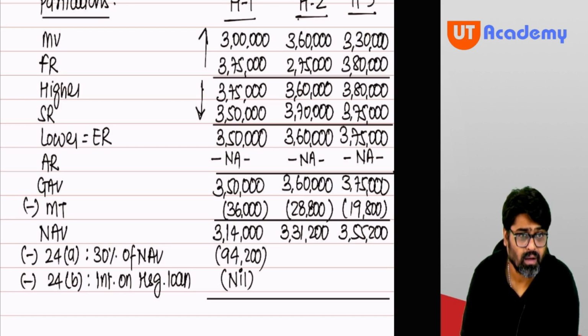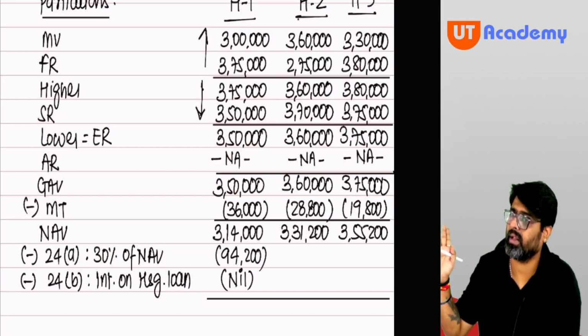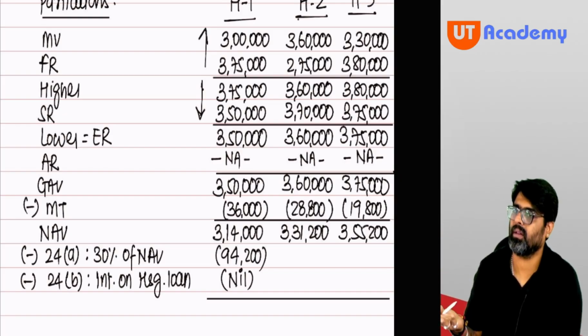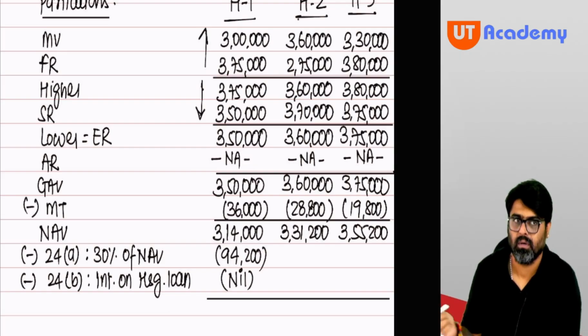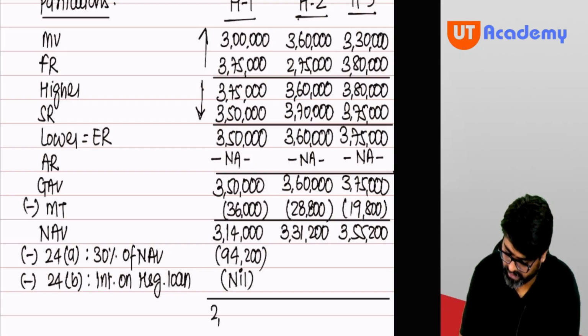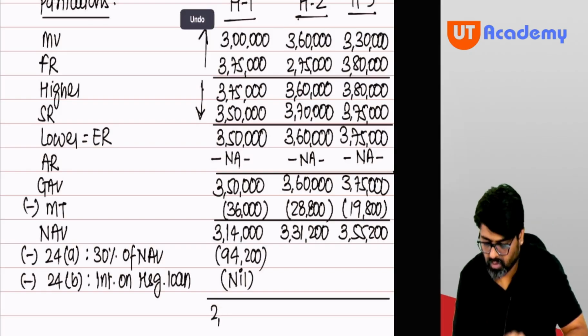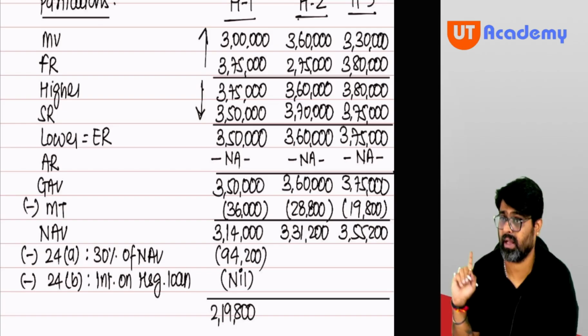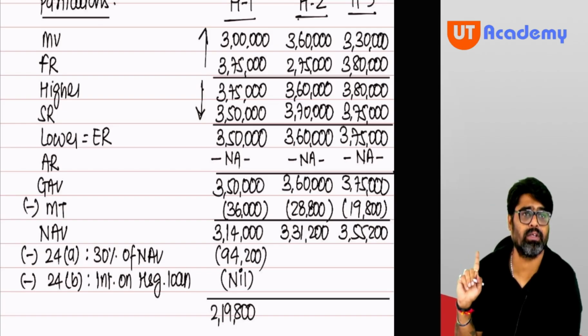2 lakh. 3 lakh 14,000 minus interest, minus 30%. For property 1, there was no interest only, no? 2 lakh 90. 2 lakh 19,800. See, you all are calculating, I am relying on your calculations. Doing the correct calculations, no?